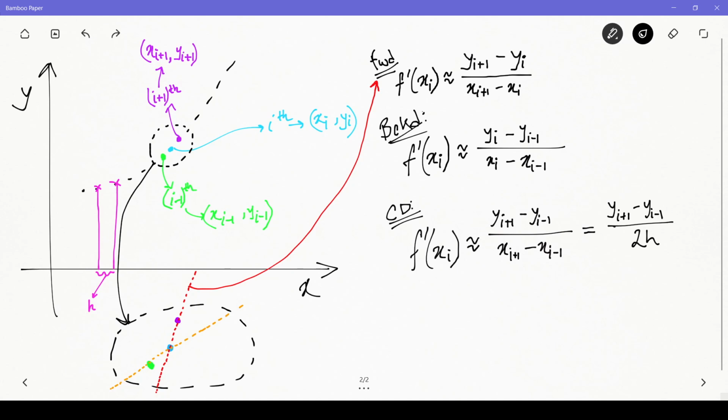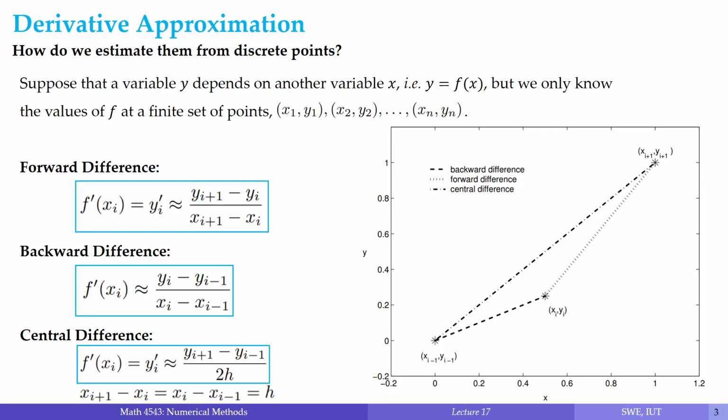Now that we know how this formula came about, let's go back to our presentation and see what else we can say about these formulas. Essentially, these three are the formulas that we have just talked about, and the value of h is equal to the difference between consecutive x values. I forgot to draw the straight line that we get for the central difference, so let's go back to our bamboo paper.